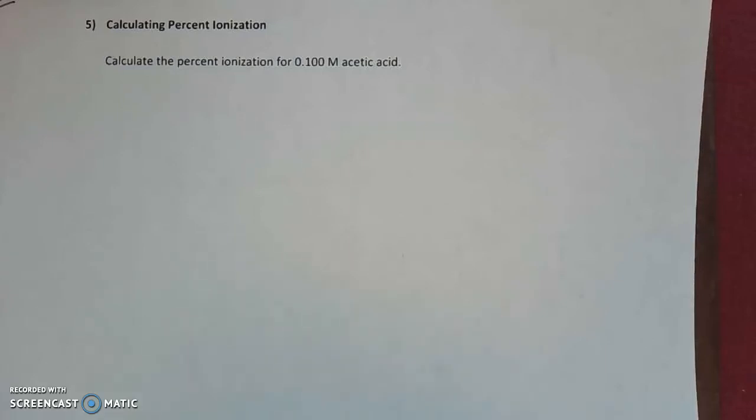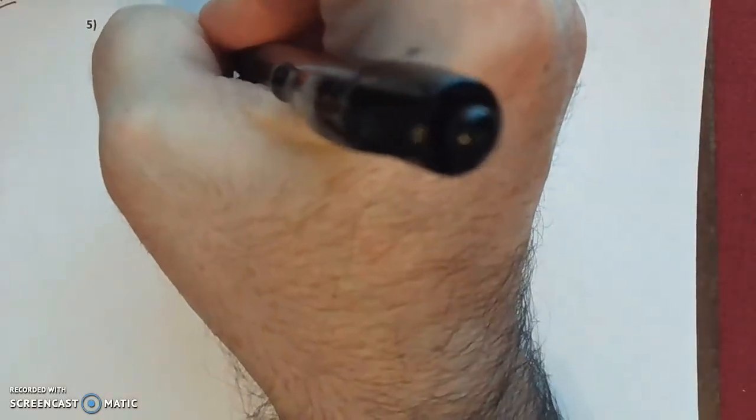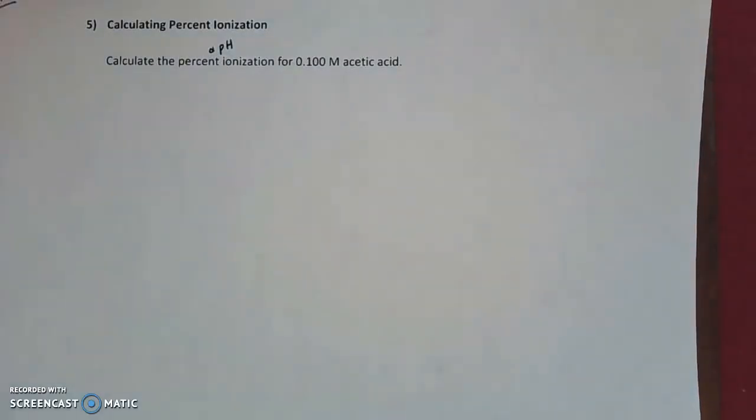This is video 4 for lesson 2 in unit 9, weak acids and bases. So this is our last example problem, and this one we're given the least amount of information. So we're calculating percent ionization for 0.100 molar acetic acid. So that's our HA. And we're just going to add pH into this because we might as well.